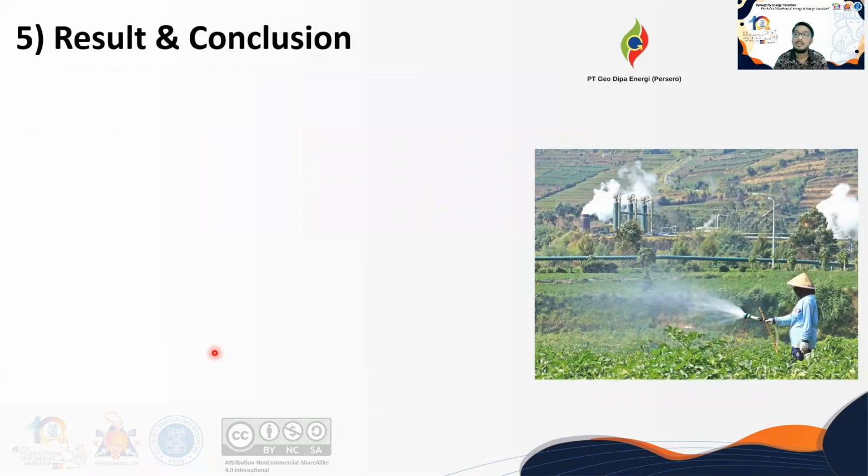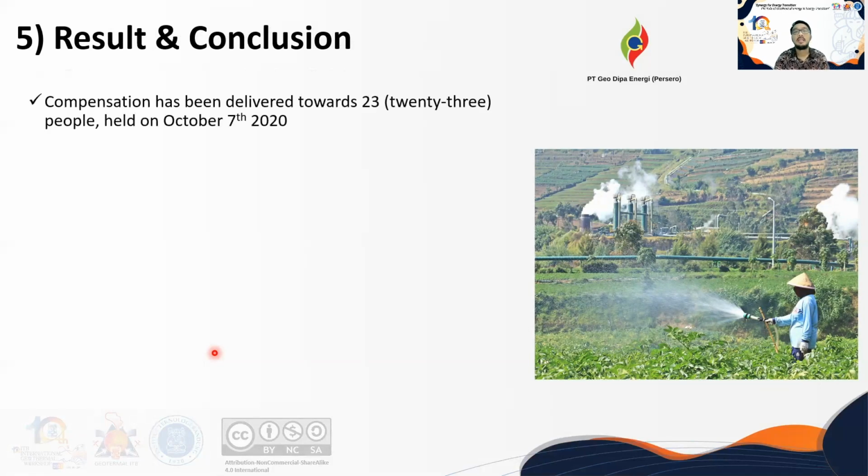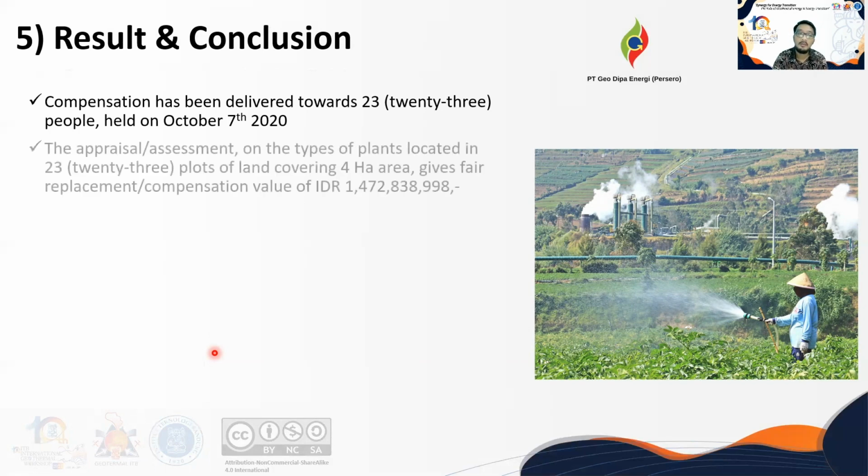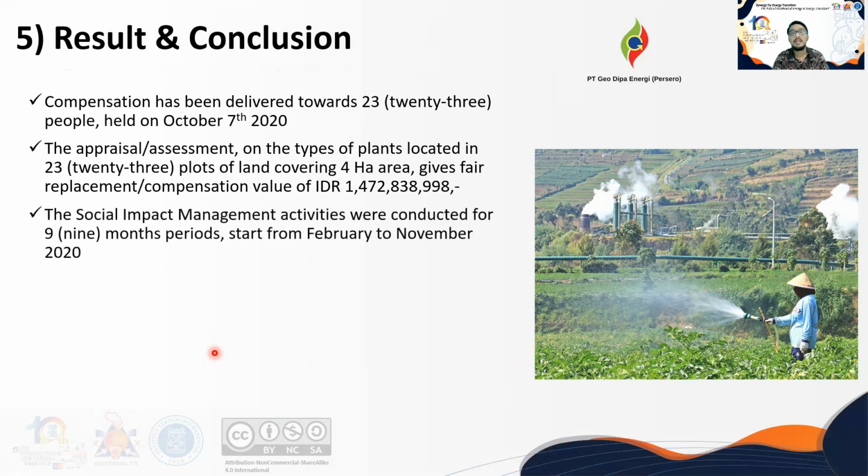So now we're moving to chapter number 5, the last slide, the result and the conclusion. The compensation has been delivered to 23 farmers, conducted on October 7th. The appraisal assessment gives a fair replacement or compensation value of about 1.4 billion rupiah. The social impact management activities were conducted over about a 9 month period, starting from the February preparation to November 2020, when the report was received by Geodipa.